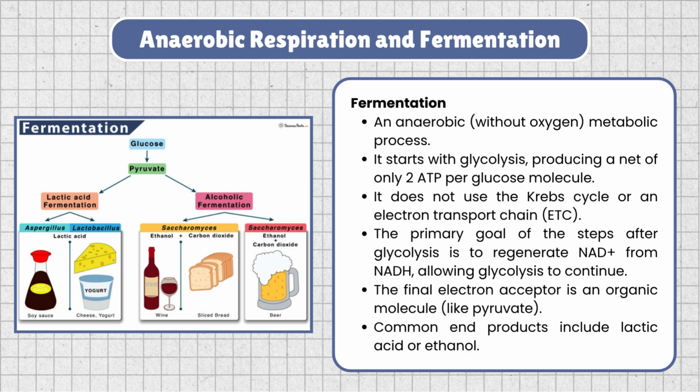Like anaerobic respiration, it starts with glycolysis. However, it stops there, not using the Krebs cycle or an electron transport chain. This results in a very low energy yield, a net of only 2 ATP per glucose molecule. The main job of the steps after glycolysis is to regenerate NAD plus from NADH. This allows glycolysis to keep running and produce that limited ATP. Finally, in fermentation, the final electron acceptor is an organic molecule like pyruvate.